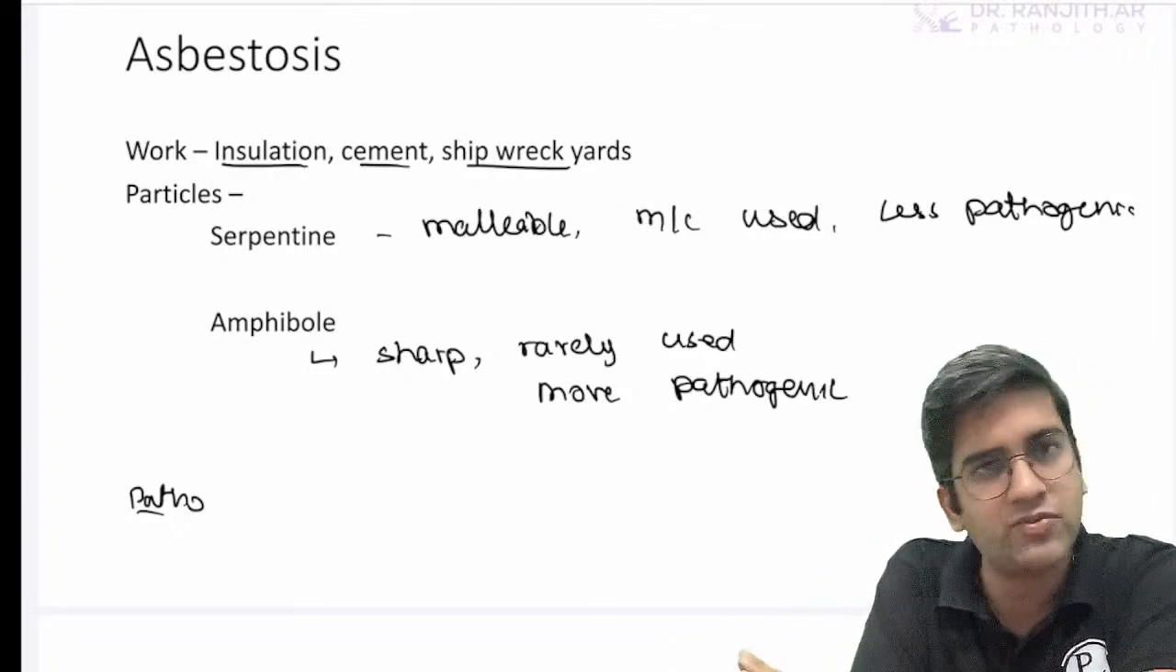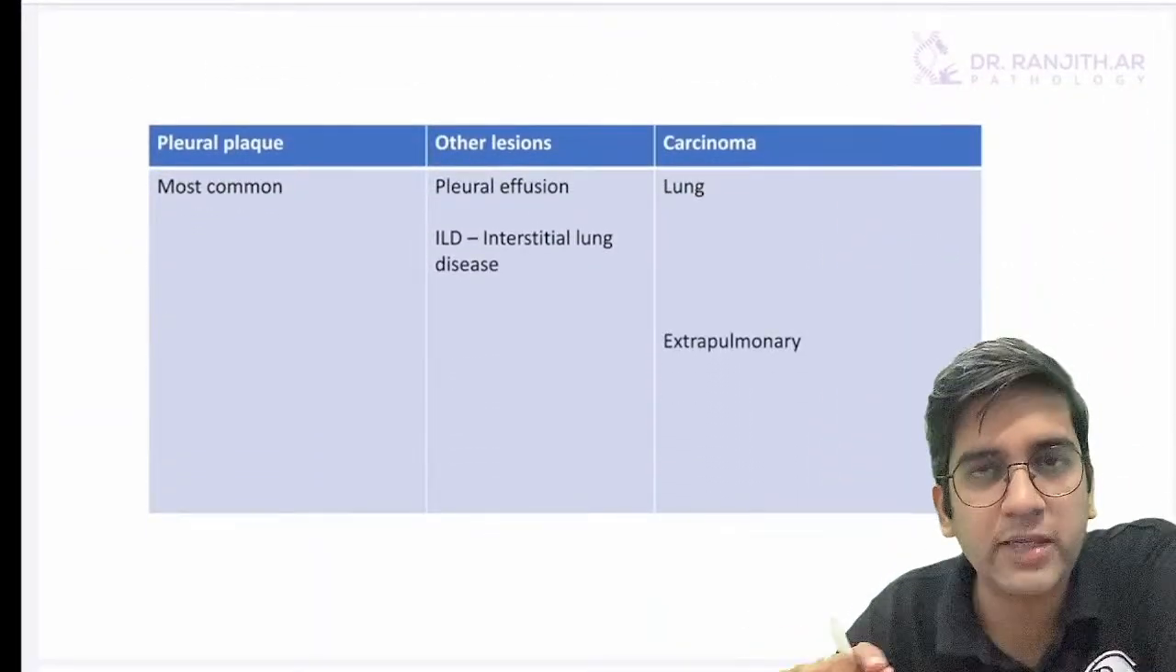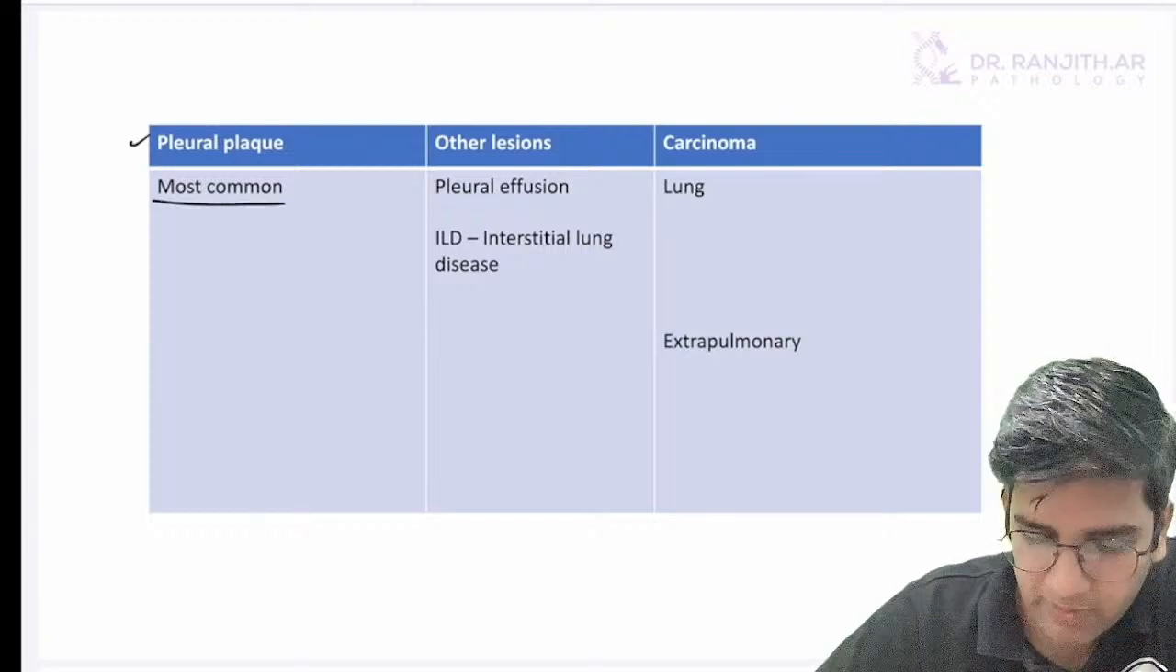That's the same pathogenesis for every pneumoconiosis. Fine. Then come to the clinical features. I'm just talking about three main findings. The first is pleural plaque. It's the most common finding.